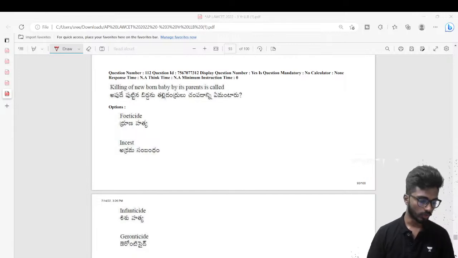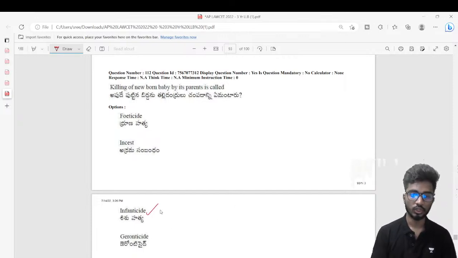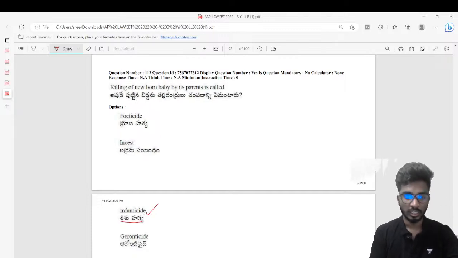Very good, very good guys. Vijaya, Jeevana, Alfa, Srikanth, Venu, Priyanka. So the answer is infanticide. Infant means a newborn baby, right? So if you are killing an infant, it is known as infanticide.